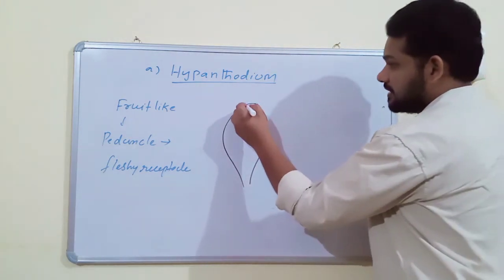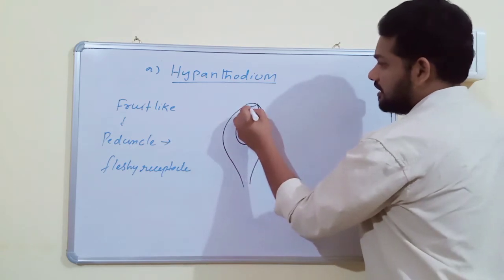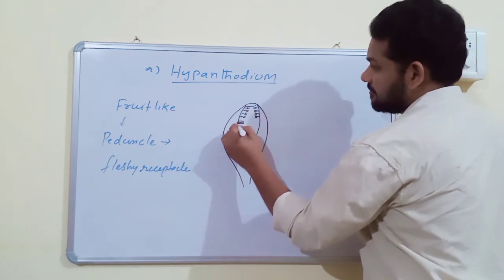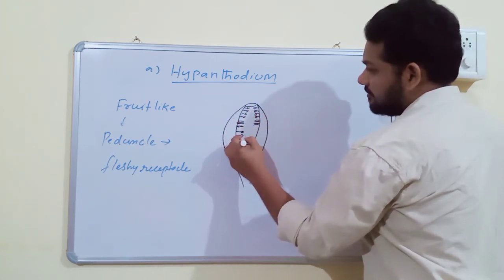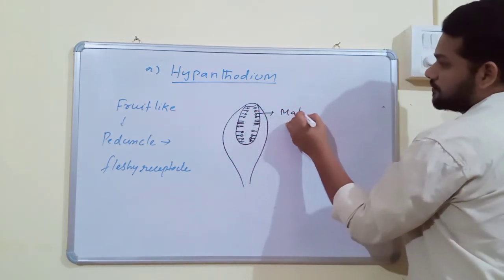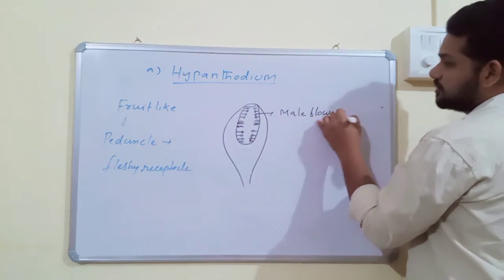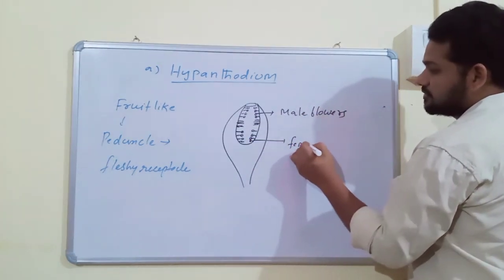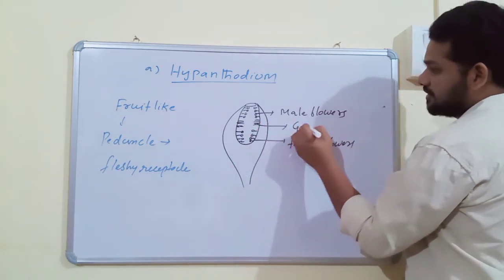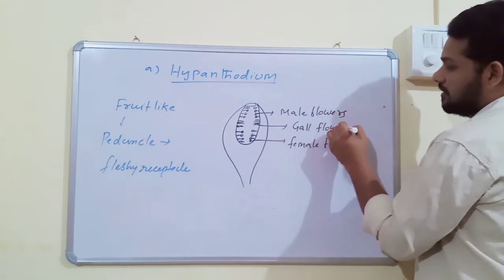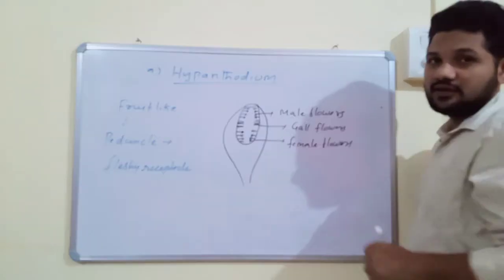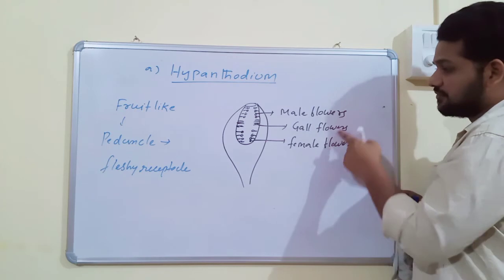Internally, this fleshy receptacle has three types of flowers: male flowers, female flowers, and some sterile flowers, and these sterile flowers are called gall flowers. Male flowers are present towards the apex, near the pore, and female flowers are present towards the base. In between these two, the sterile gall flowers are present. The hypanthodium inflorescence has three types of unisexual sessile flowers: male flowers, female flowers and gall flowers.